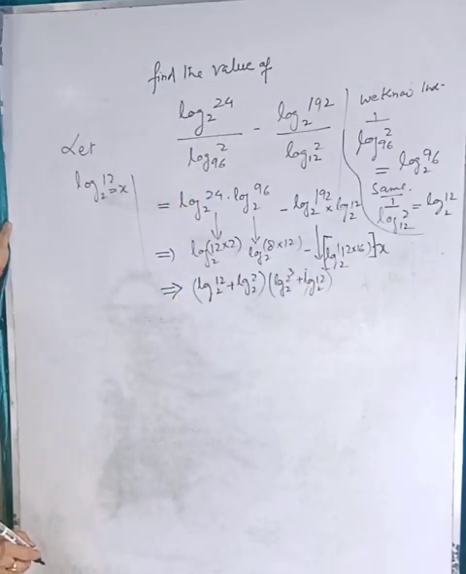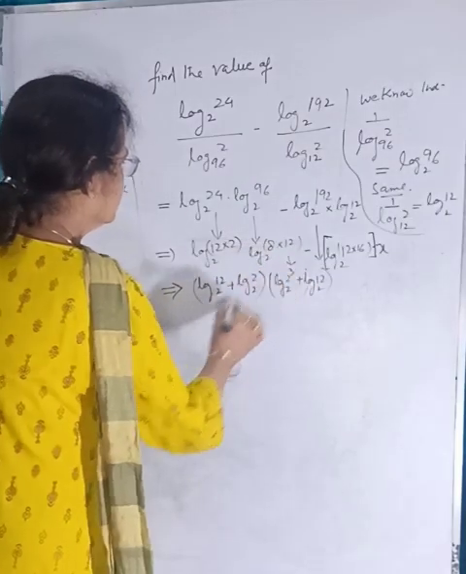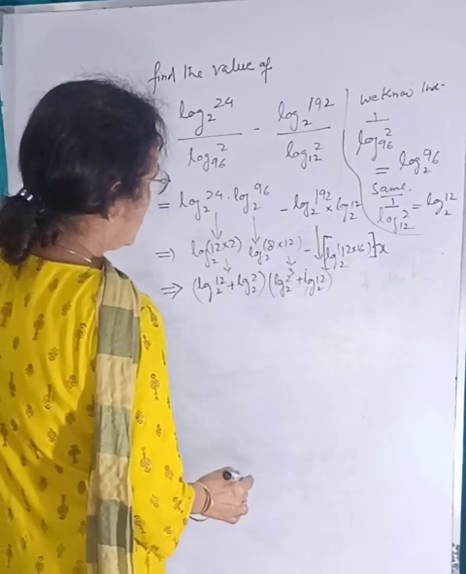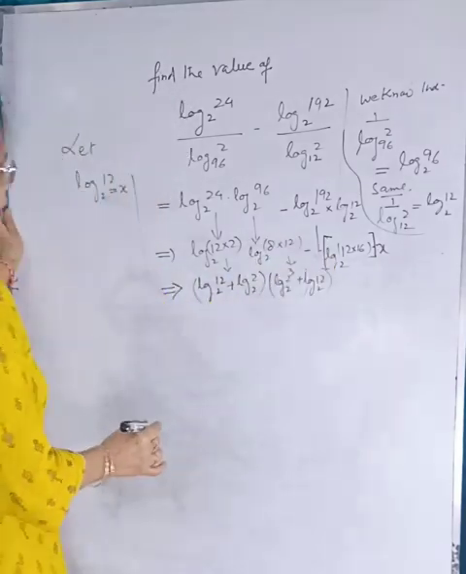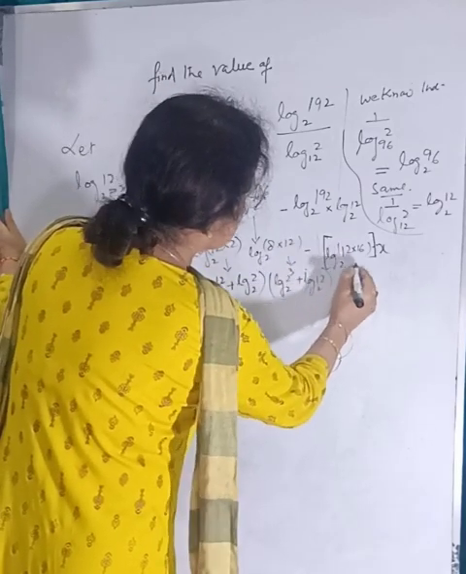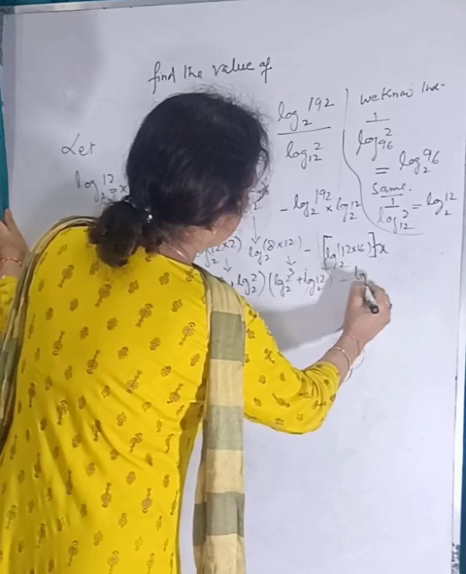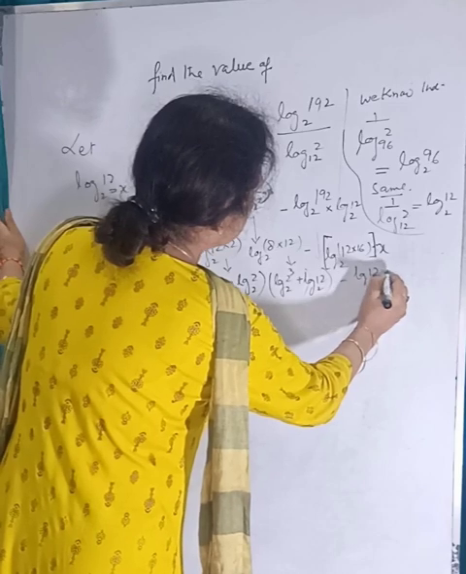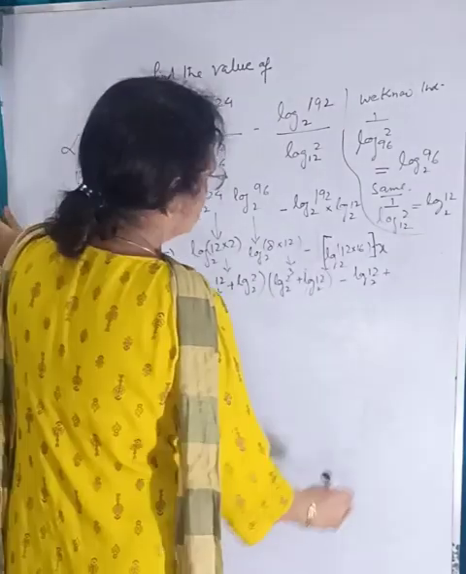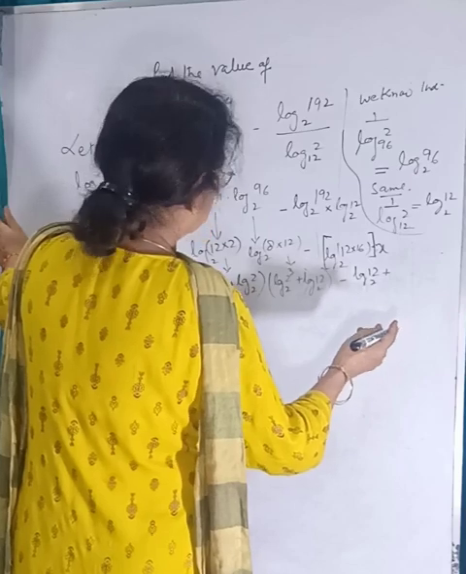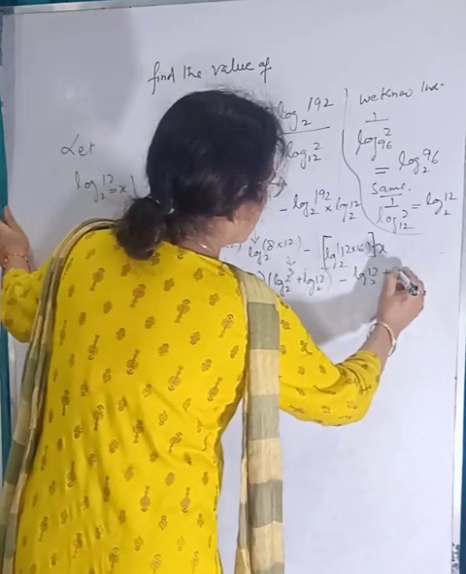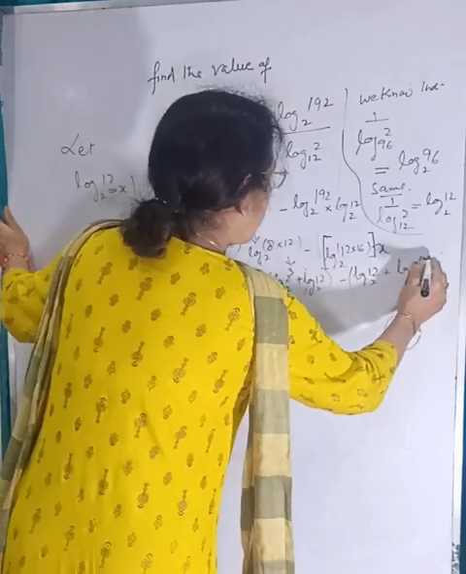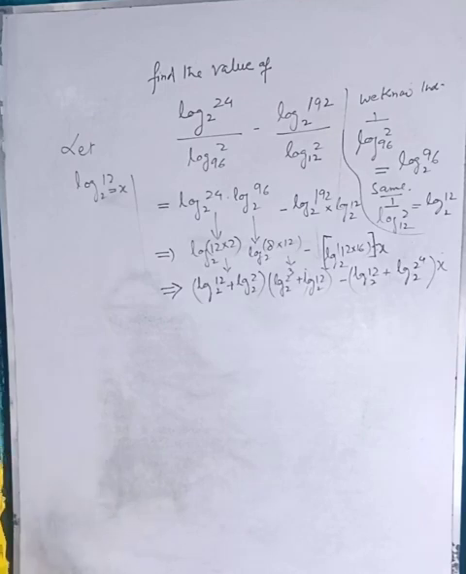Okay, this one. Minus this one, log of 12 with the base 2 plus log of 2 to the power 4 with the base 2 into x. Okay, clear?